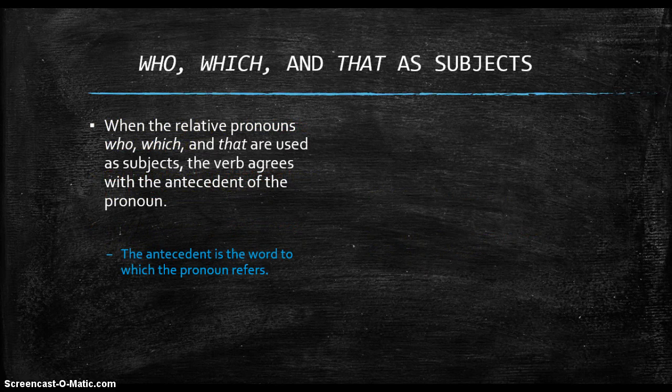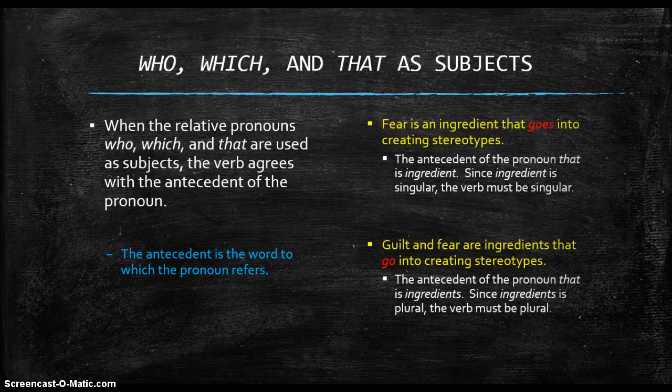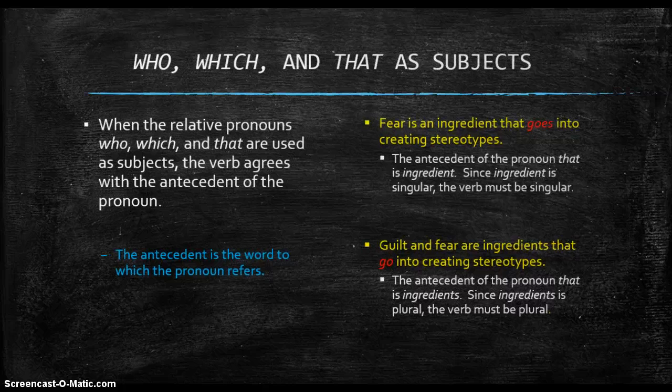Now let's talk about who, which, and that as subjects. These are relative pronouns. When these are used as subjects, the verb agrees with the antecedent of the pronoun. Now, antecedent is the word to which the pronoun refers. You'll see what I mean when we look at the examples. Fear is an ingredient that goes into creating stereotypes. The antecedent of the pronoun that is ingredient. Ingredient is singular, so the verb must be singular. But if we have the sentence, guilt and fear are ingredients that go into creating stereotypes, now we have the antecedent of that being ingredients with an S. Now it's plural, so we have to have a plural verb.